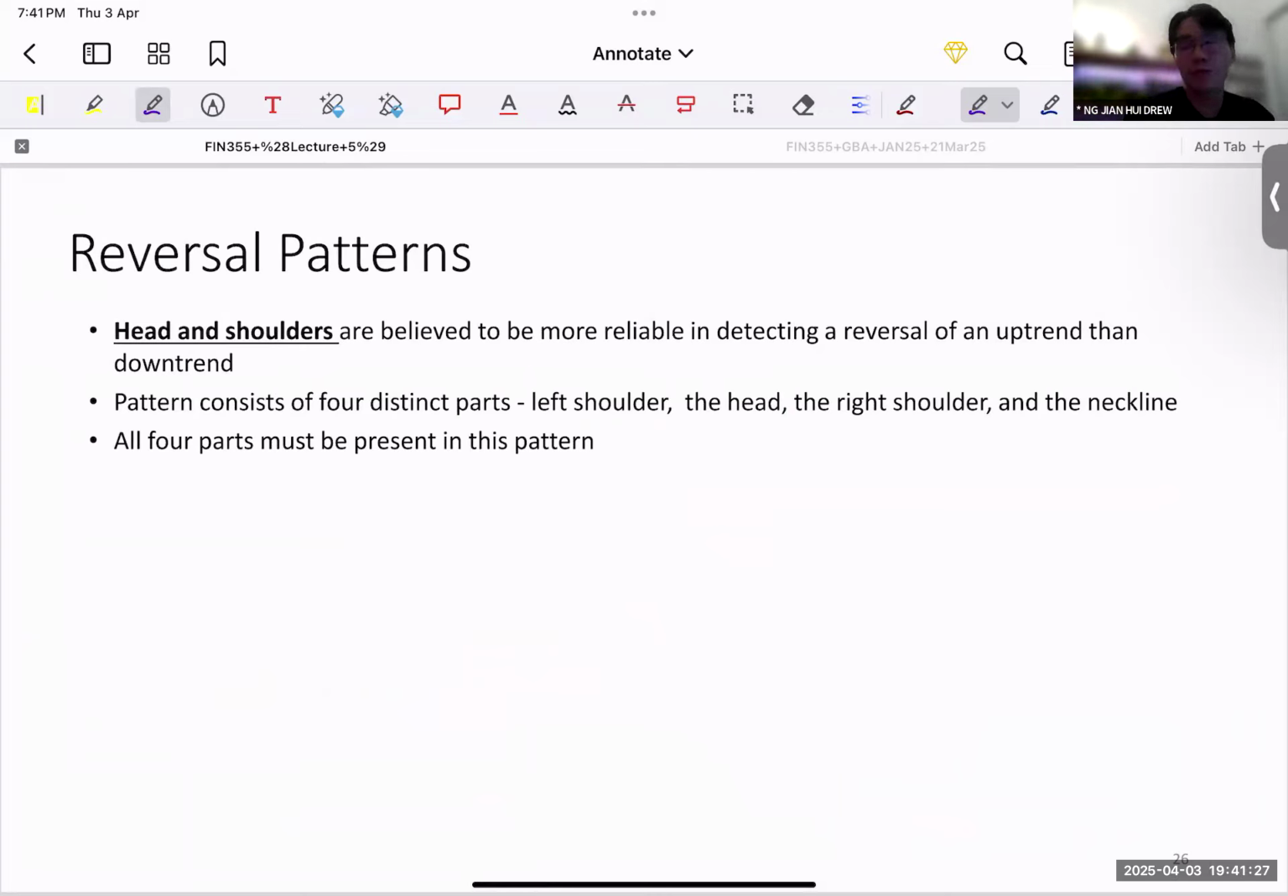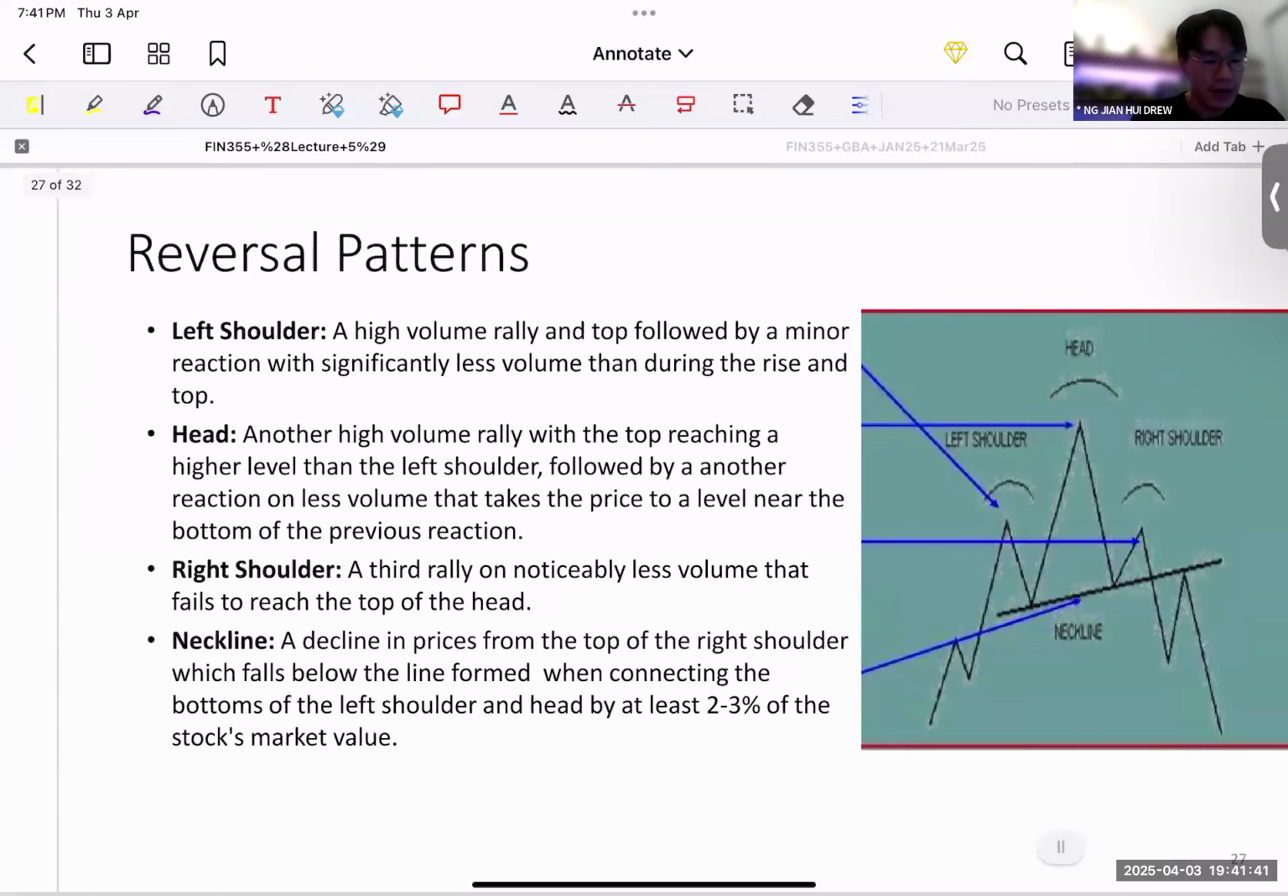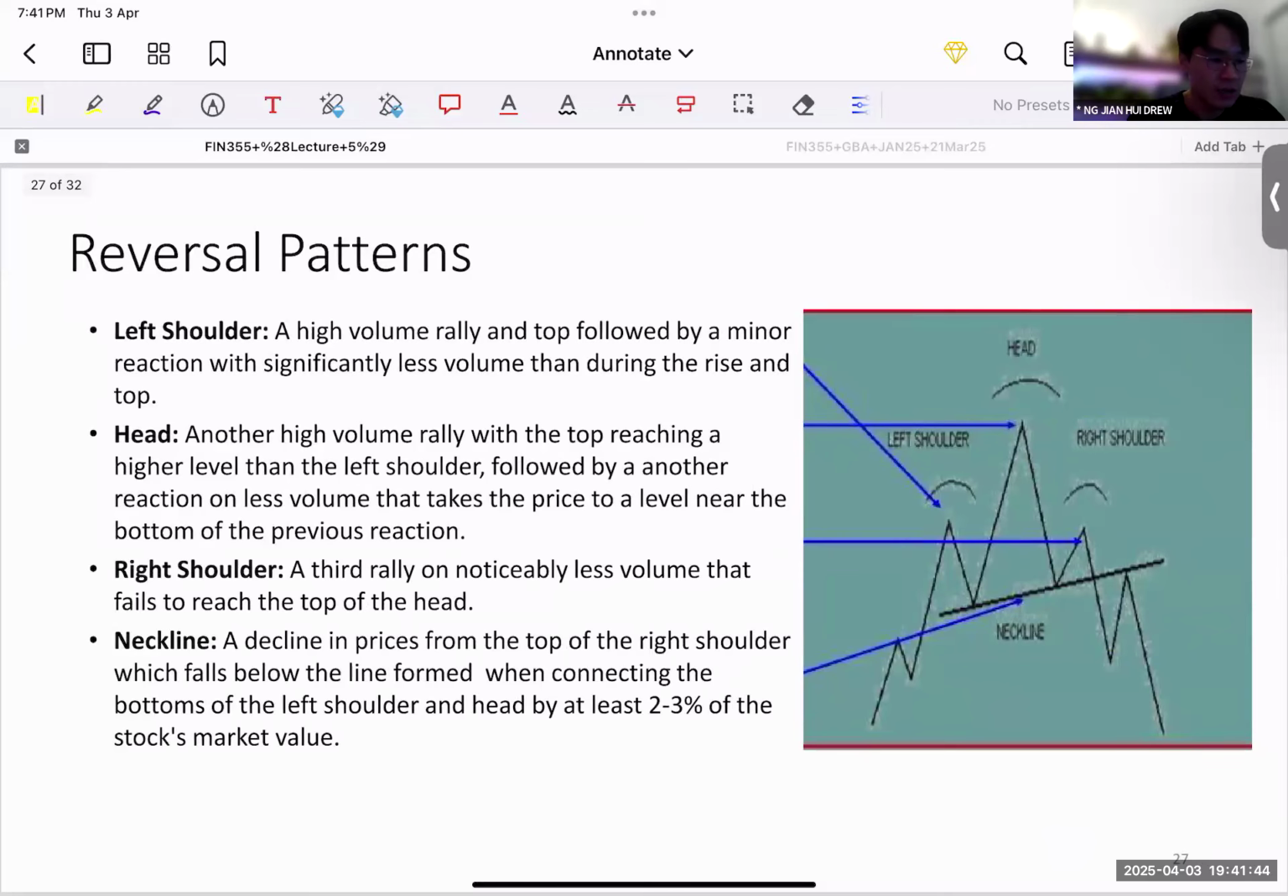So it's a bit more sophisticated to the extent that we try to determine four distinct parts of this head and shoulder: the left shoulder, the head, the right shoulder, and the neckline. Right? There are four parts, and we'll see this in the next slide. Okay, so where's the head and shoulder? We start off with the left shoulder.